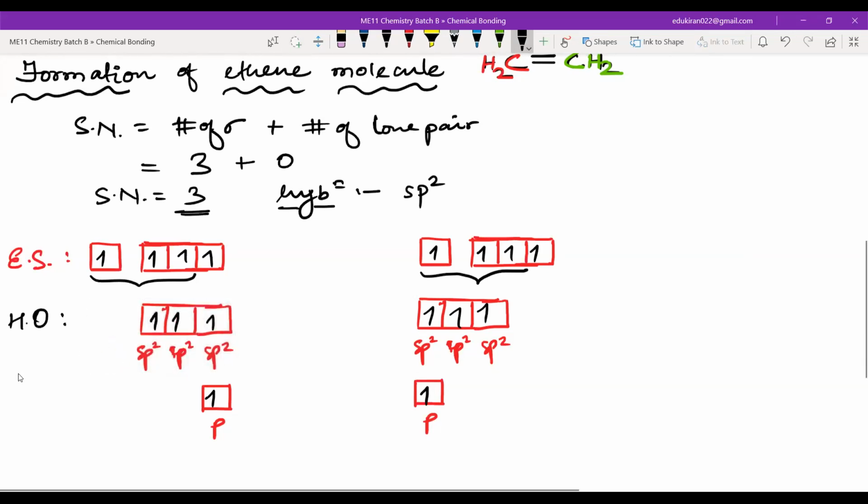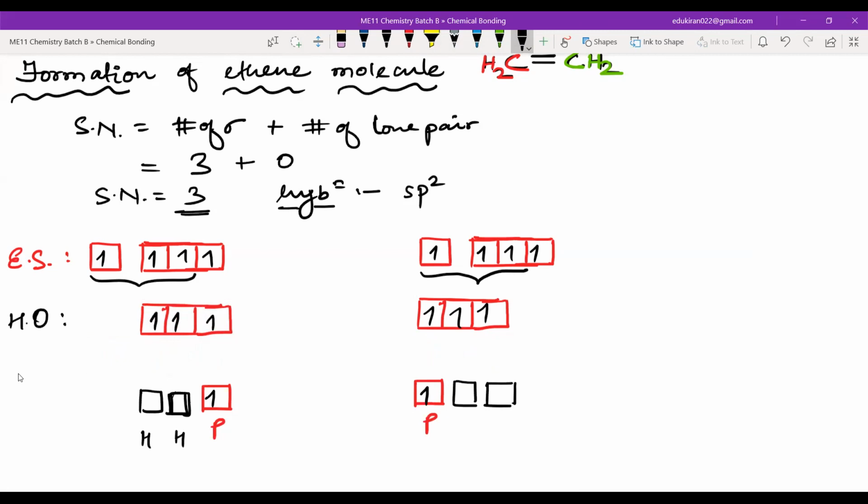Now you tell me, how many hydrogens are present for both of the carbon atoms? There are 2 hydrogens on each, right? Yes or no? So I will write the hydrogens. Like this, this is a hydrogen, this is another hydrogen. Similarly, there will be 1 hydrogen here and another hydrogen here. Okay, so the bonding will take place something like this.